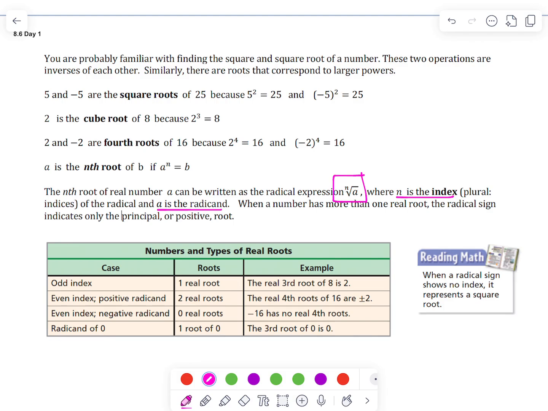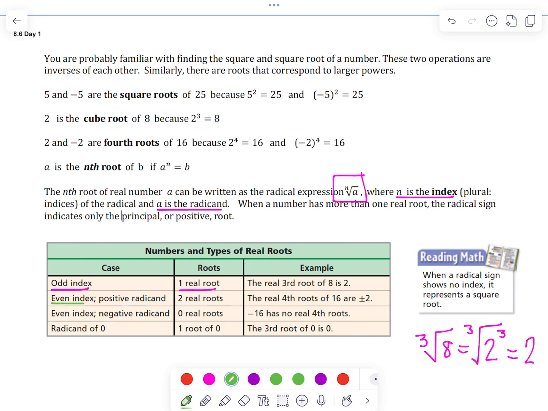So here are the number and types of roots. When you have an odd index, you will have one root. So for example, the third root of 8 is 2. The reason why is 2 cubed, and then the answer will just be 2 because the root and the power will cancel out.